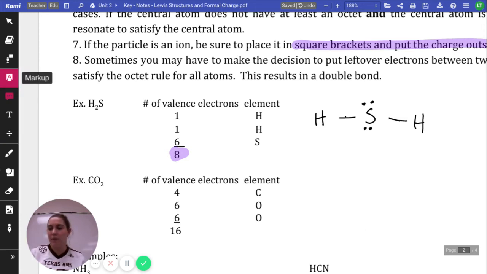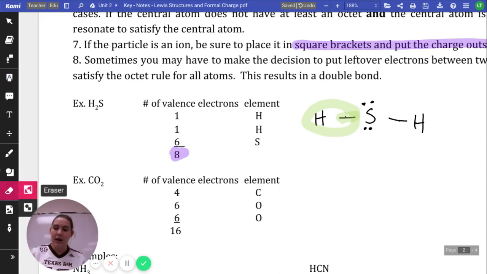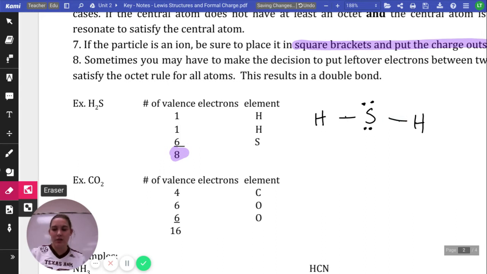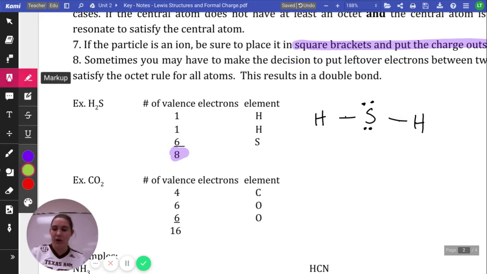a full valence shell? So right here, this line counts as 2 electrons, and it's going with my hydrogen. So yes, that hydrogen has 2 valence electrons. That hydrogen is stable. Then we check the same thing over here. That hydrogen has 2 electrons, so that hydrogen is stable. And now we'll check our sulfur. Our sulfur has 2, 4, 6, 8. Sulfur is satisfying the octet rule. So sulfur is full. So that sulfur is good to go.